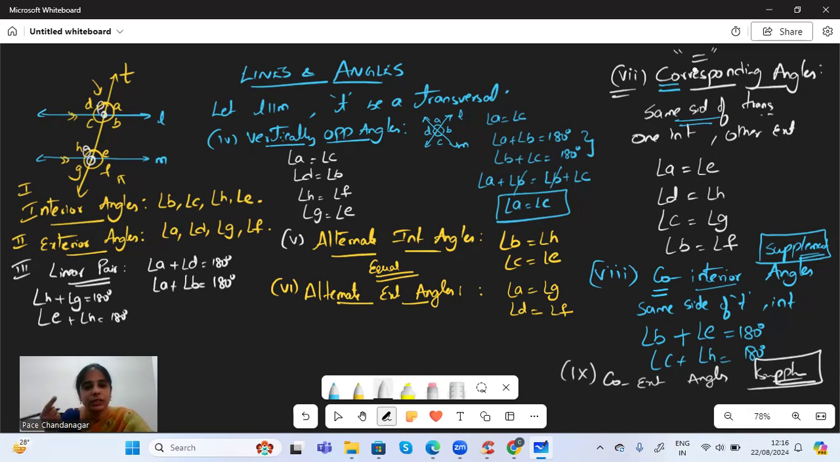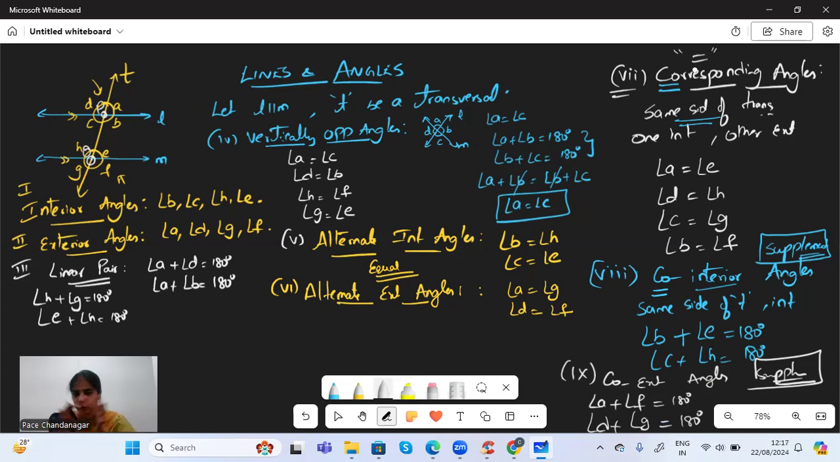Angle A with angle F, isn't it? Same side, angle A and F, and they are exterior. So angle A plus angle F is equal to 180 degrees, along with angle D plus angle G also equal to 180 degrees. Understood? So co-interior angles, co-exterior angles.